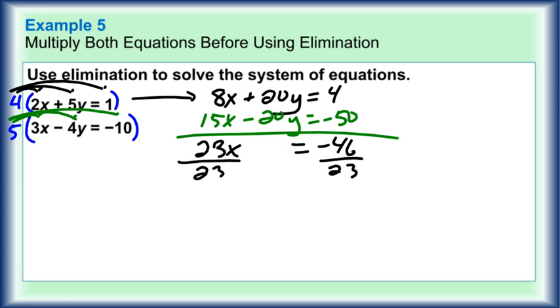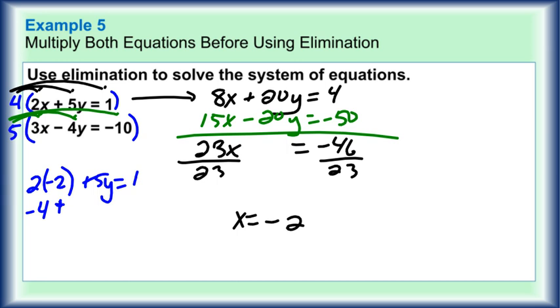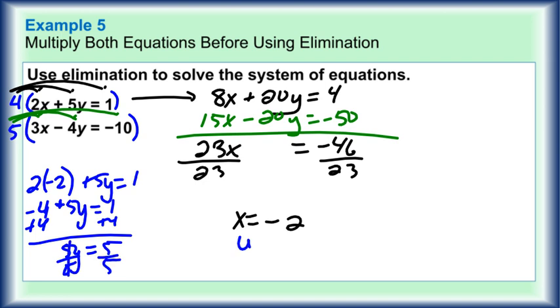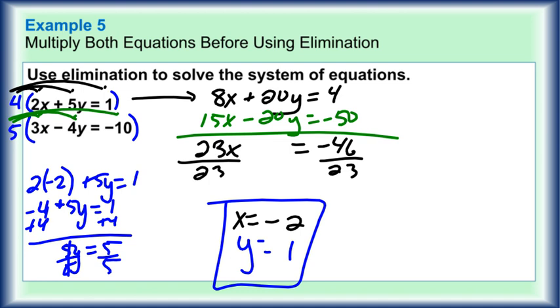Divide by 23, x would equal a negative 2. So for my y, I'm just going to substitute the number negative 2 in for x for either of the equations. I'm going to use the top one. Negative 2 times negative 2 plus 5y equals 1. So negative 4 plus 5y equals 1. I'm going to add 4 to both sides. I have 5y equaling 5. Divide by 5, my y would equal 1.